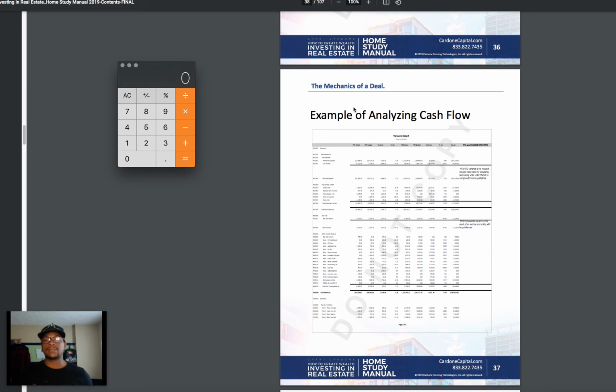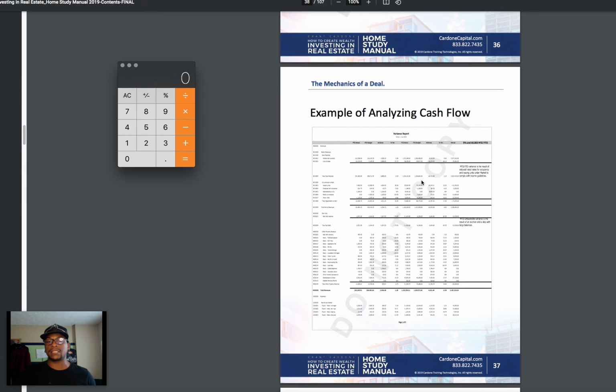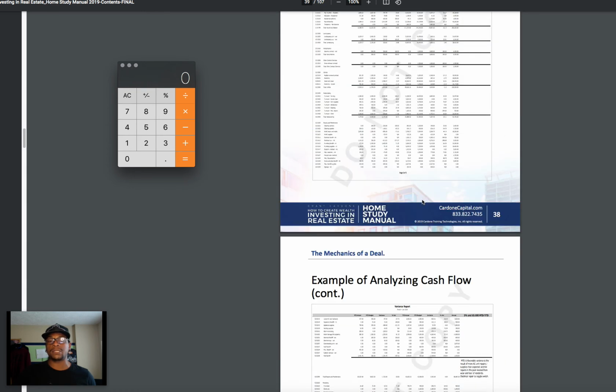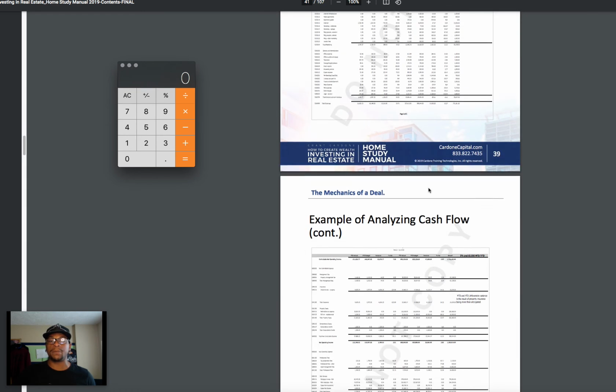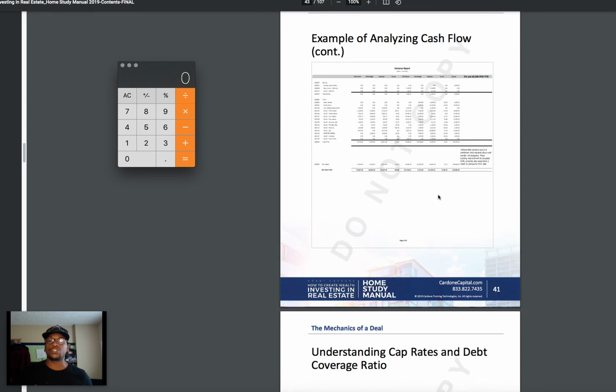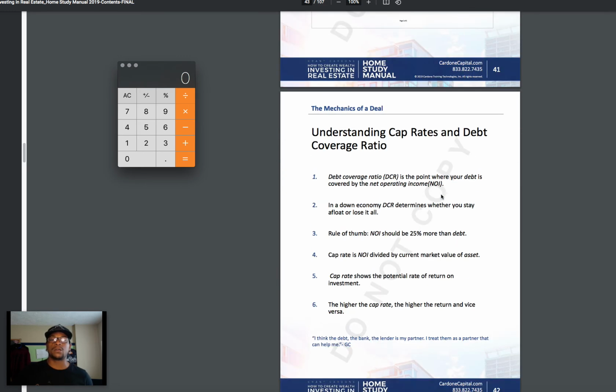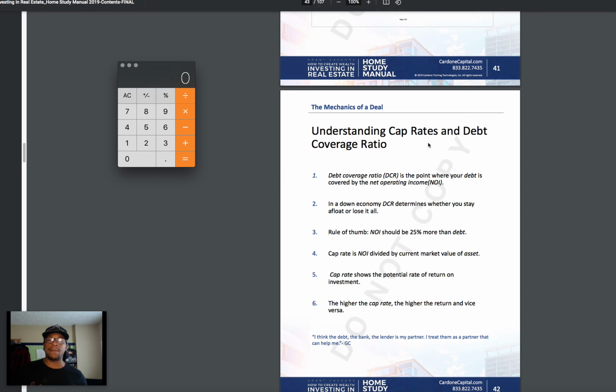So this is a few examples of how to analyze cash flow. We're not going to go over these examples and these numbers because I don't want to put you to sleep, and I want you to pay attention to the rest of this video. Now we've got to understand cap rates and debt coverage ratio. We kind of went into that earlier, but this is another thing.